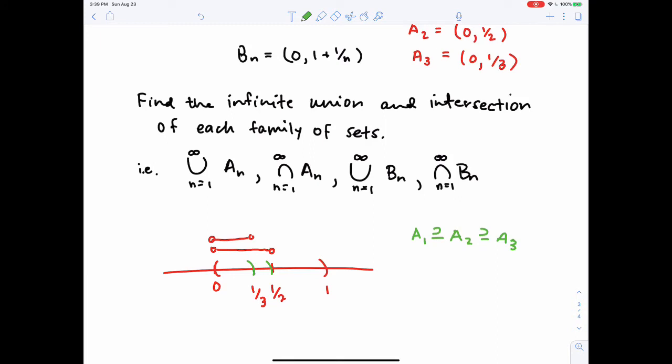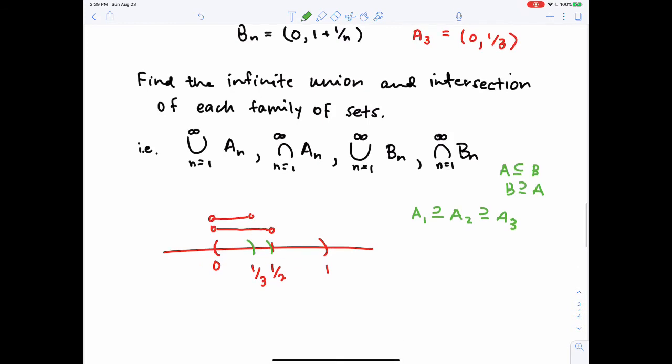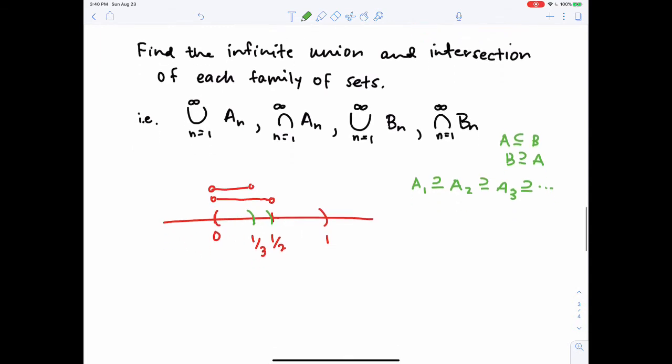Now you might be familiar with this containment symbol, but maybe you've never seen it written backwards like this. We often see it like this. That means A is contained in B. You can also write it backwards, and I could say that B contains A. So when you have something like this, where each successive set in your family is shrinking but inside the previous set, this is called a nested family of sets.